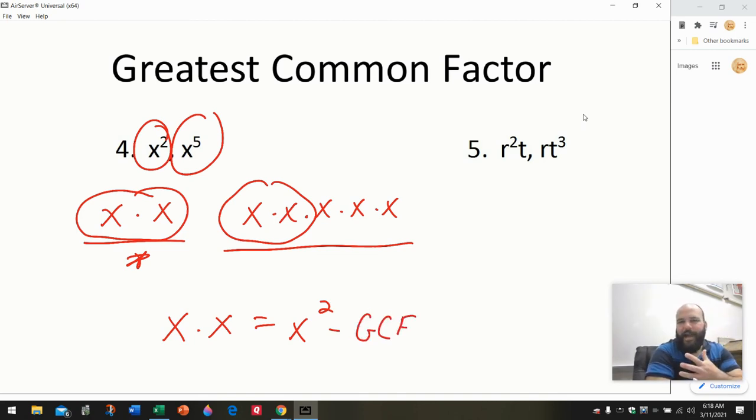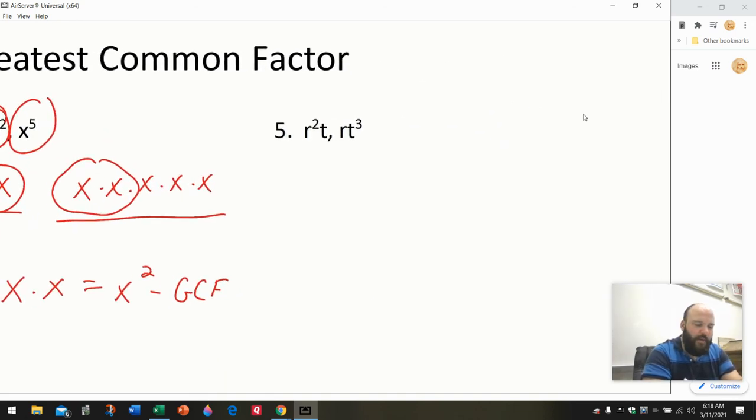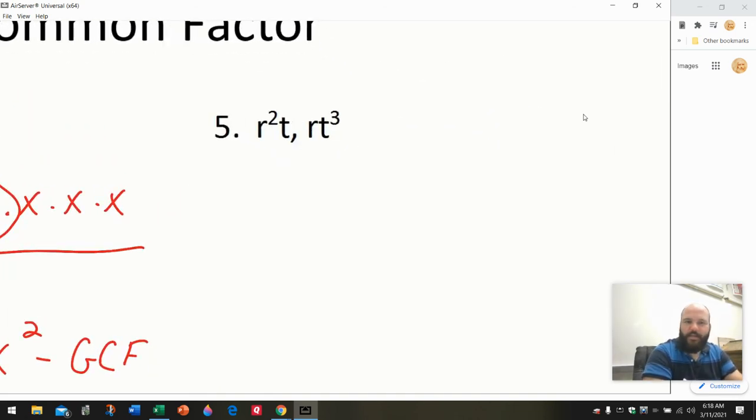So again, to recap, the GCF is the most amount of variable that both of the expressions have. So this one might be a little bit easier to understand when I expand it out. When we expand r squared times t, you get r times r times t. Now when I expand r times t to the third, I get r times t times t times t.